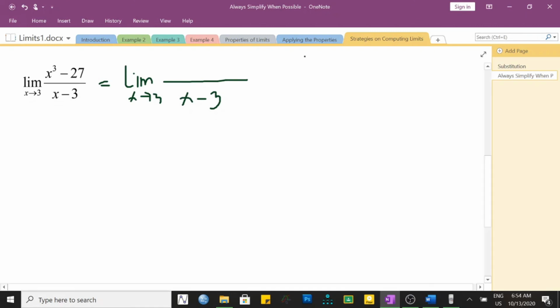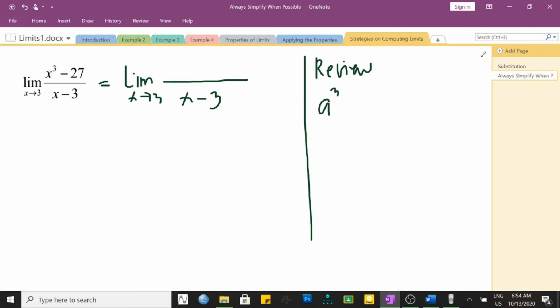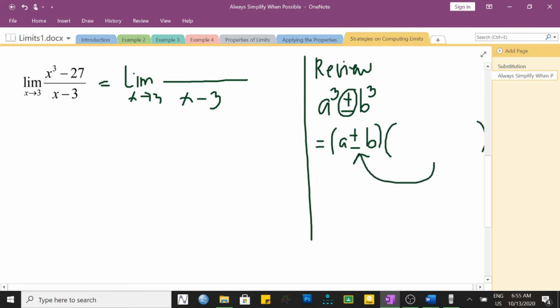Let's have a review. If we have two cubes, either that is a sum or difference, we can factor that as first taking the cube roots of the two numbers, a cubed and b cubed. So if you take the cube root, we have a and b. And then follow whatever the operation that you see there. If it's addition, then write addition. If it's subtraction, then write subtraction. That's our first factor. And then our second factor would depend on that first factor.